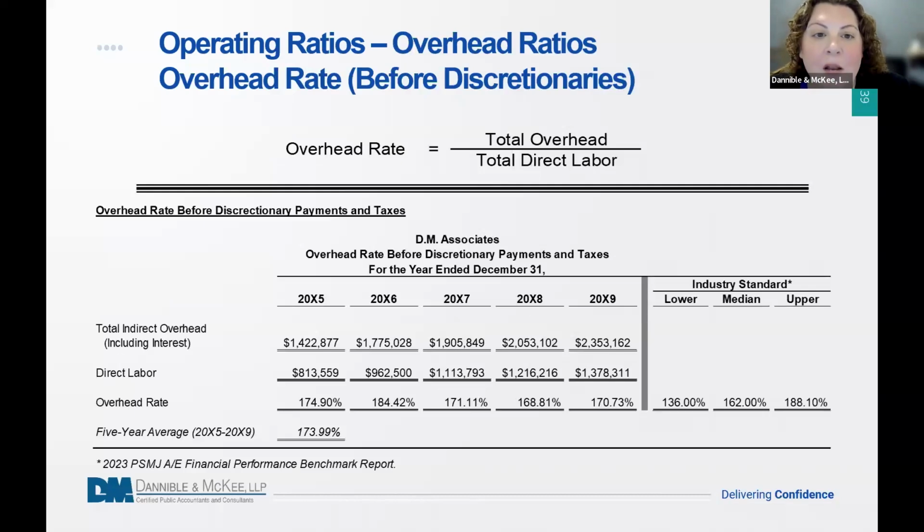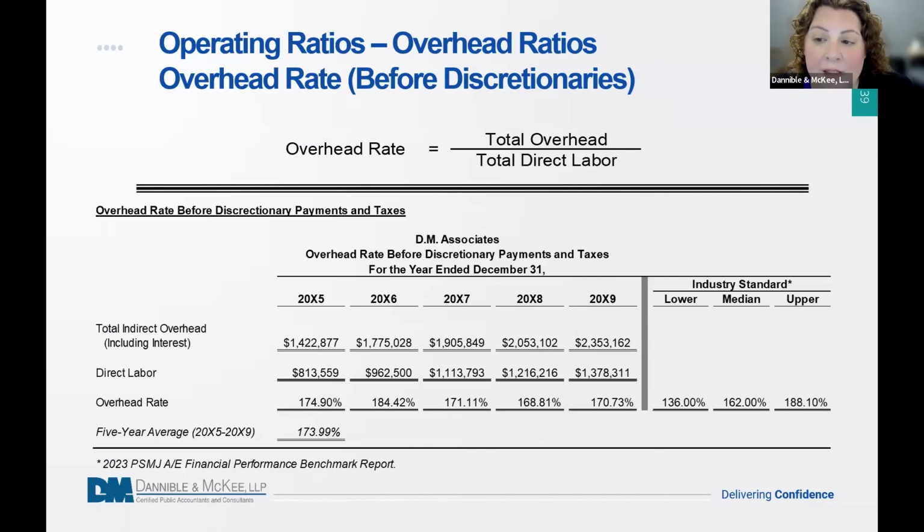Overhead rate. So we've talked a lot about overhead rate and all those costs, really analyzing your overhead by total direct labor. So taking your total overhead, that's indirect labor, that's your fringe, that's your burden, that's your rent, utilities, everything that's in that overhead category, dividing that by your direct labor, and that's your overhead rate.